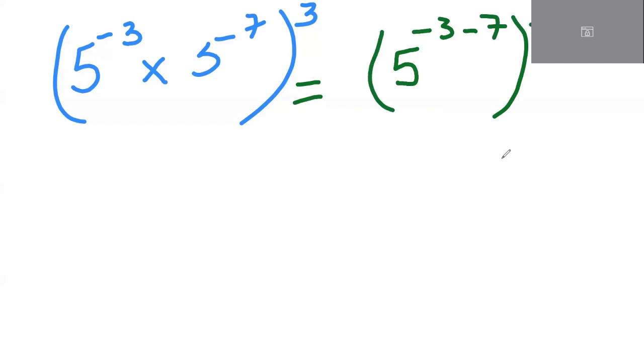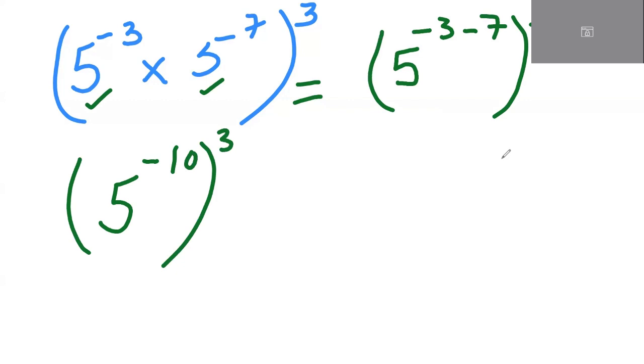This base and this base are the same, so I have added the powers. What are the powers? Minus 3 and minus 7. Minus 3 minus 7 will give you minus 10, raised to the power 3 after the bracket. Now you have to multiply 10 and 3. 10 multiplied by 3 will give you minus 30.